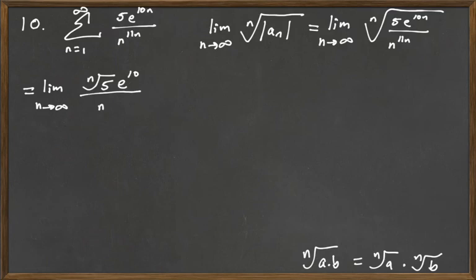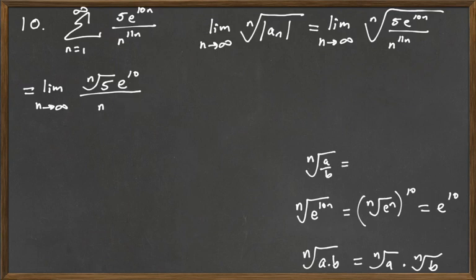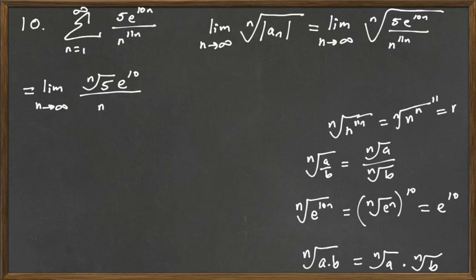nth root of, so I skipped a little bit of a step there, so the nth root of e to the 10n is the same thing as the nth root of e to the 10th, and then raised, oops, no, that's backwards, to the nth power and then to the 10th. And so you're left with e to the 10th power. And then we also use the property, the nth root of a over b is equal to the nth root of a over the nth root of b. And so the nth root of n to the 11n is equal to n to the nth root of that, and then raised to the 11th power, and so that gives us n to the 11th.